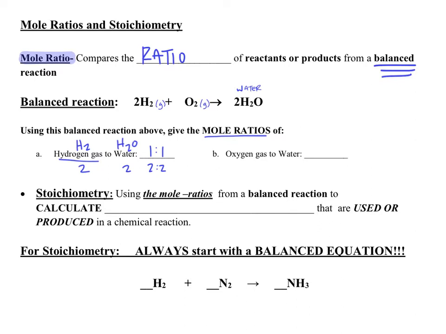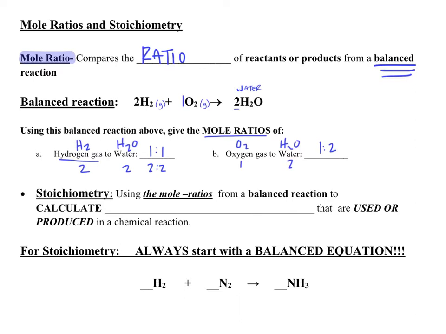All right, my next one is oxygen gas to water. So oxygen gas is O2. Water, we should know, it's H2O. So find the coefficient for oxygen. There's nothing there, so it's implied that it's a 1. And water, we said, is a coefficient of 2. So I can't reduce that any further, so it's 1 to 2. My mole ratio of oxygen gas to water is 1 to 2. For every 1 molecule of oxygen, I've got 2 molecules of water.